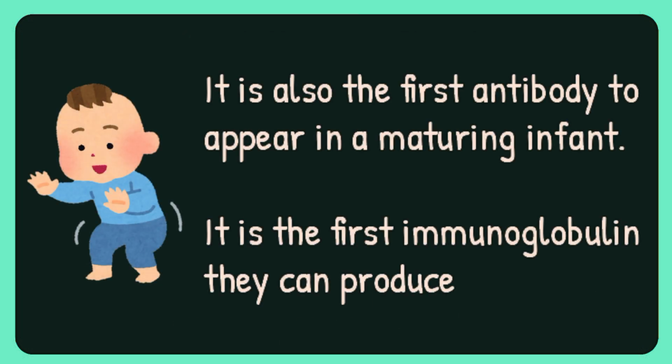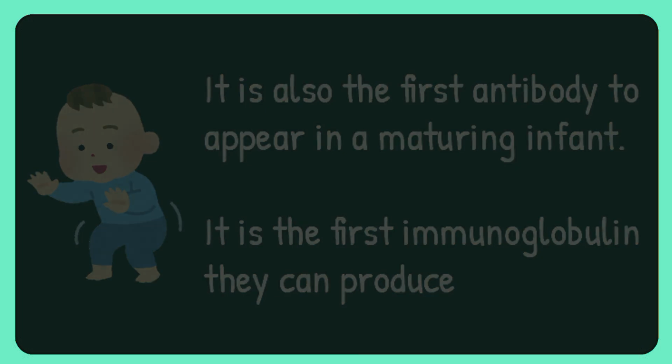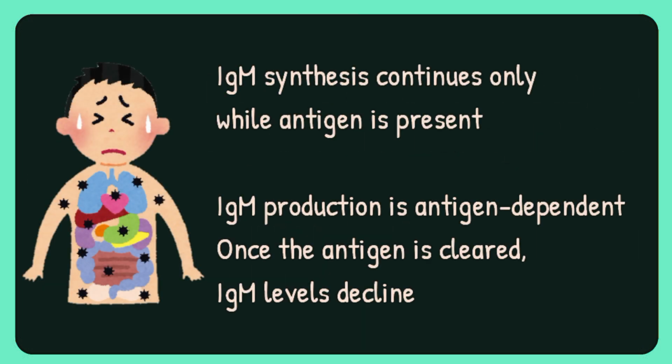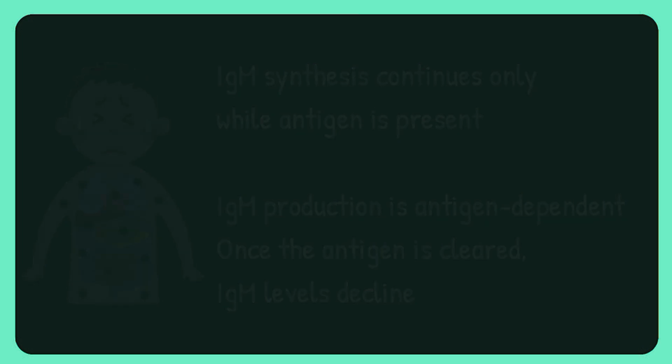In newborns, IgM is the first antibody they can make themselves, while IgG comes from the mother through the placenta to provide early protection. IgM is a primary response antibody, and its production only continues while the antigen is present. Once the infection is cleared, IgM levels drop.